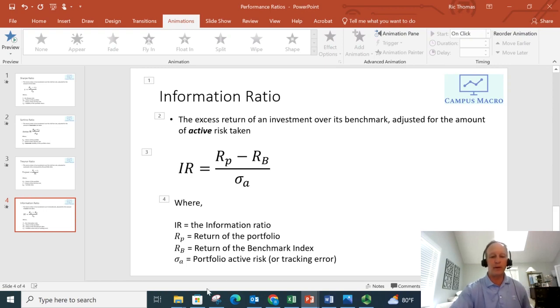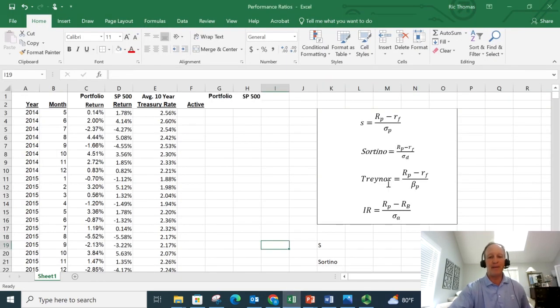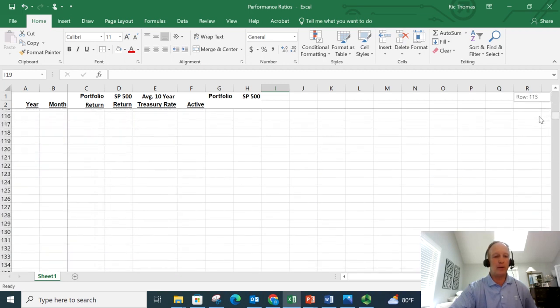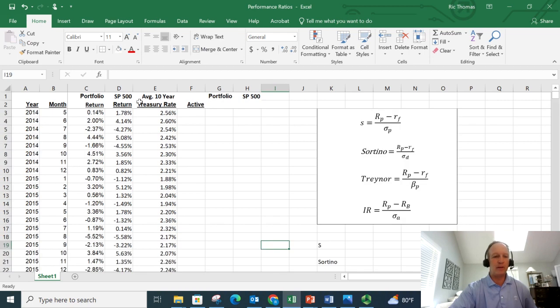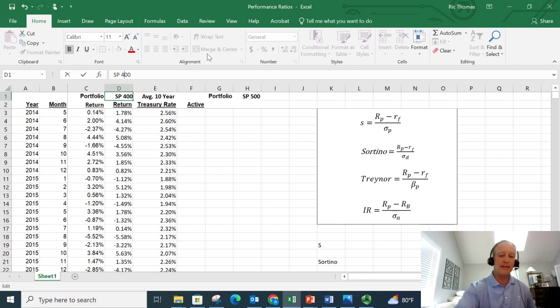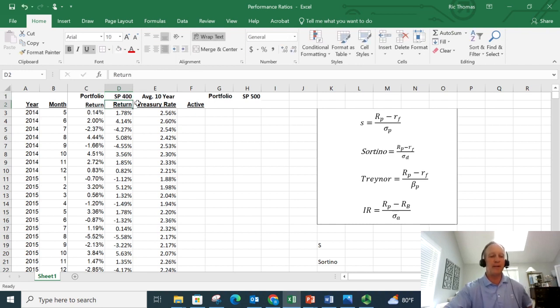I'm going to walk you through how we do all this in Excel, and just to keep it easy, I've reproduced those calculations over here on the right. What I've got here is a spreadsheet where I've got the portfolio return in this column, and it starts in May of 2014, and we go all the way through the month of May 2023, okay? And then you can see I've also got the S&P 500 return. It's actually the S&P 400. This is incorrect. This is a mid-cap portfolio. It's run by the students at Suffolk University. Their benchmark is the S&P 400, which is a mid-cap benchmark.